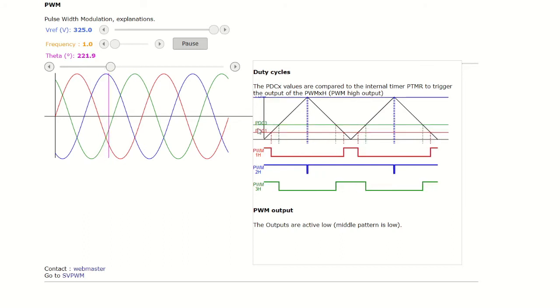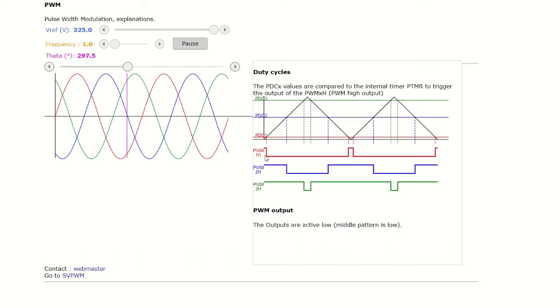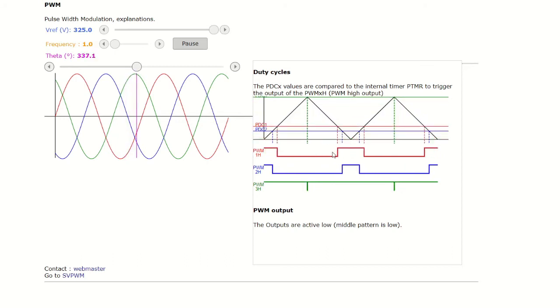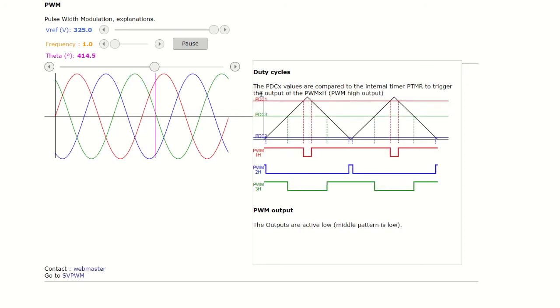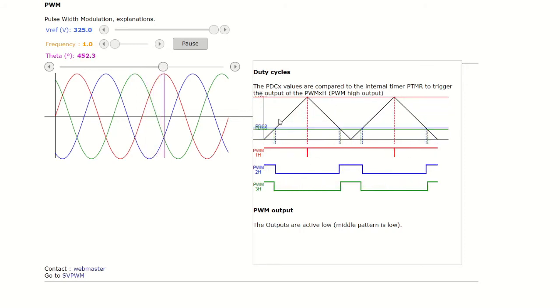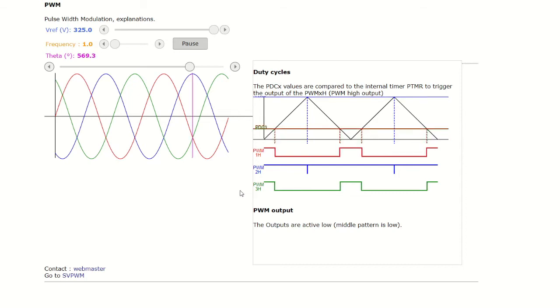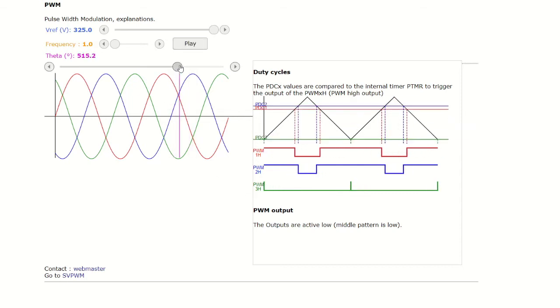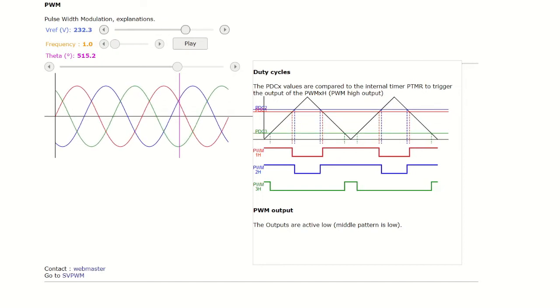If you follow the red one, PDC1, you see you have a very wide width here, and then you have a narrow width. When the PDC goes up, it's inverted. So when it goes up, you have here the duty cycle that is changing. And then you can also decrease the amplitude. So I leave you this website. You can see the animation, and also for space vector modulation.